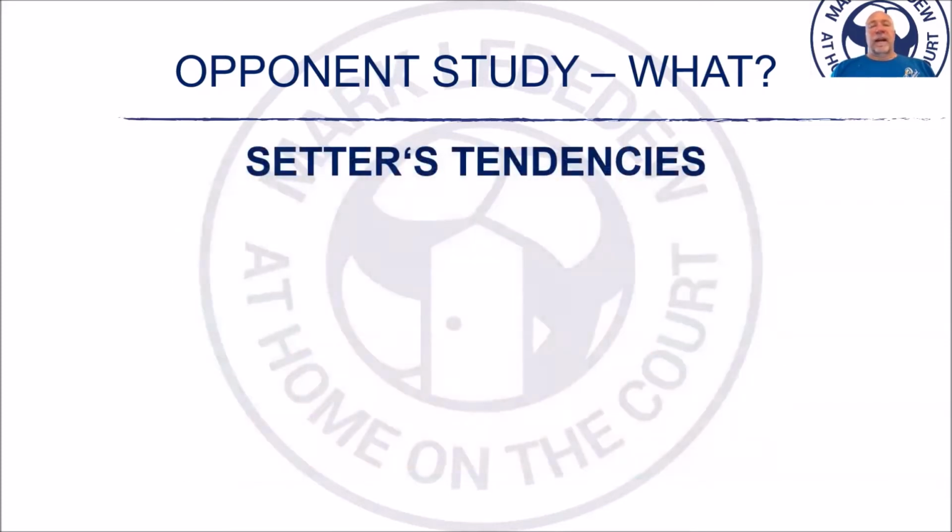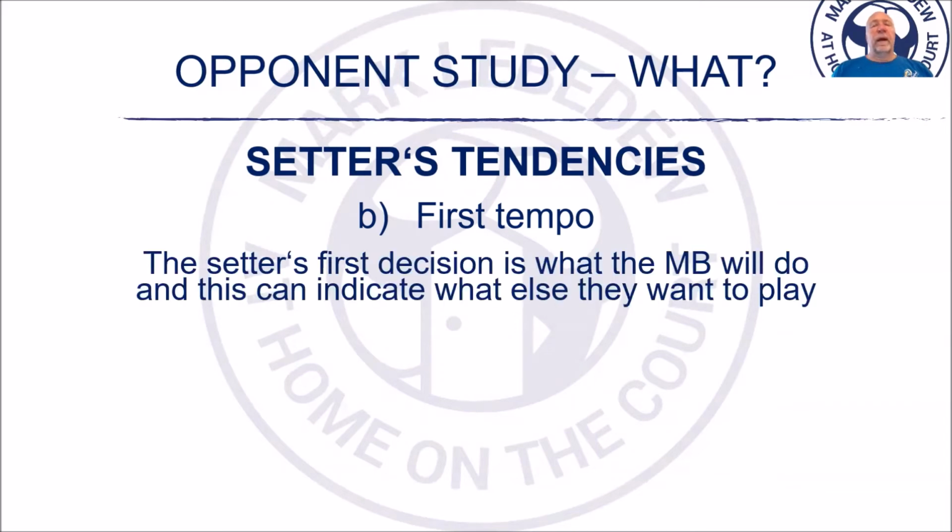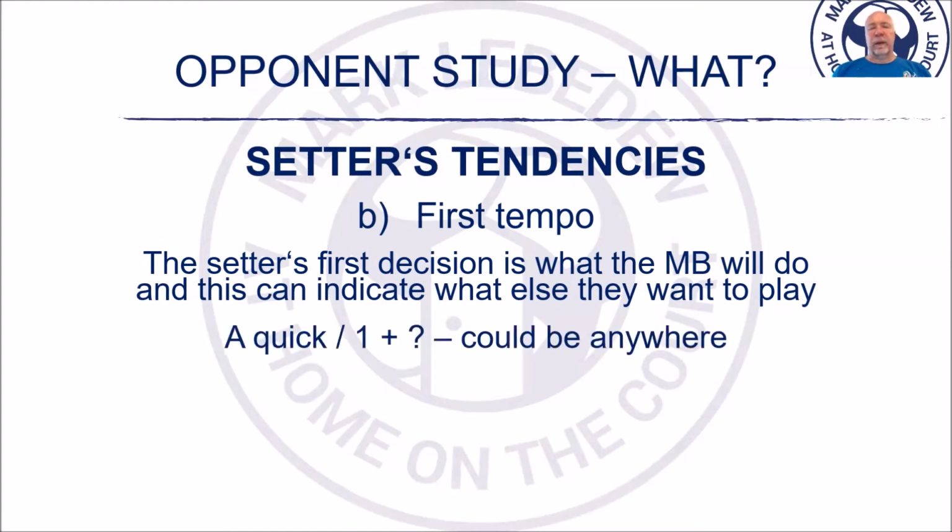So that's the rotational analysis. We can look at quite a few other things. One is what we sometimes call the setter call, which is what the setter calls to the middle blocker to run, what kind of first tempo. And this is a really good one to look at because it's the setter's first decision. The setter can give you a lot of information about what they are thinking by what they call from the middle blocker, what they expect that the middle blocker will run. And there are some examples of this.